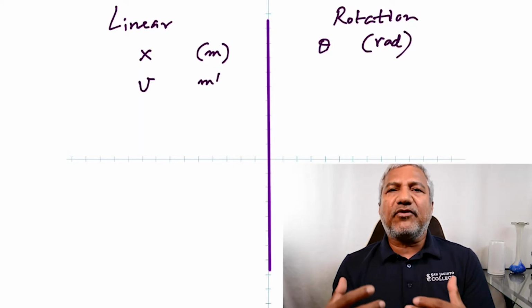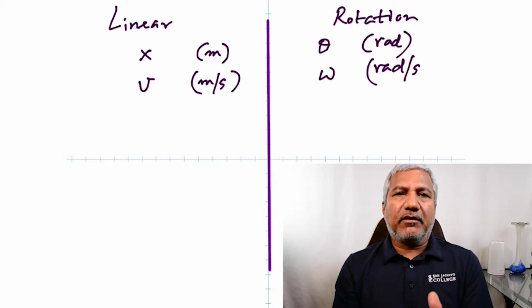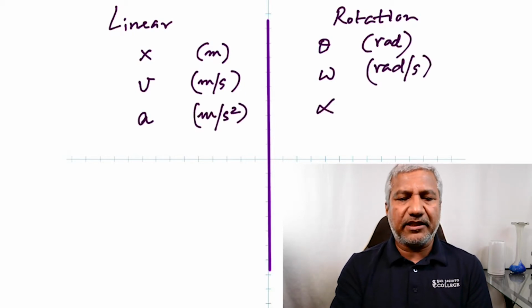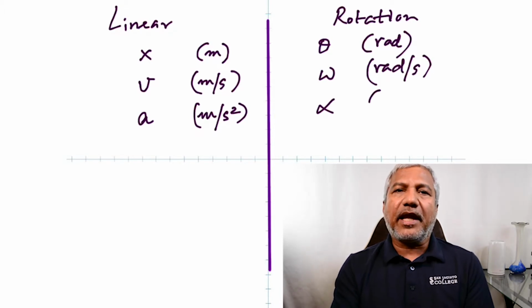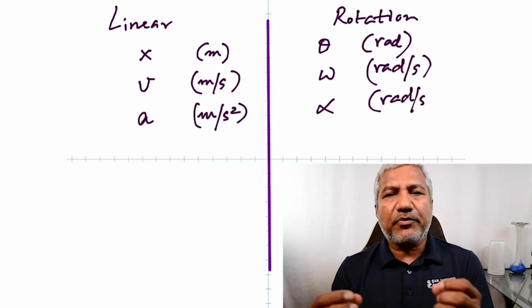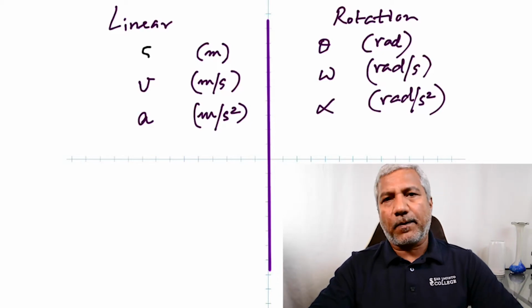And then we know that velocity is dx by dt. Velocity is in meters per second. Angular velocity is in radians per second. You see that connection? Acceleration is in meters per second squared, while angular acceleration is in radians per second squared.